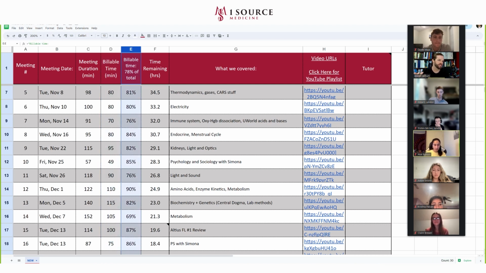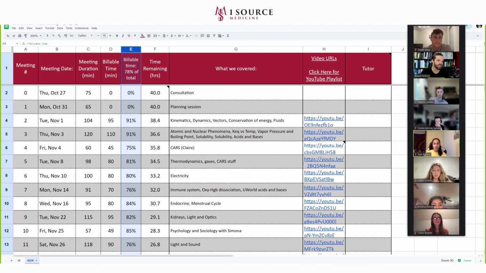And then this column is basically just column D divided by column C so that you can know what percent you were billed for any given meeting. You can see that this is a little bit variable too. This person, I think, liked to be off topic a little bit more because she had 78% overall billed. This is normally going to be 85, 90%, just FYI.